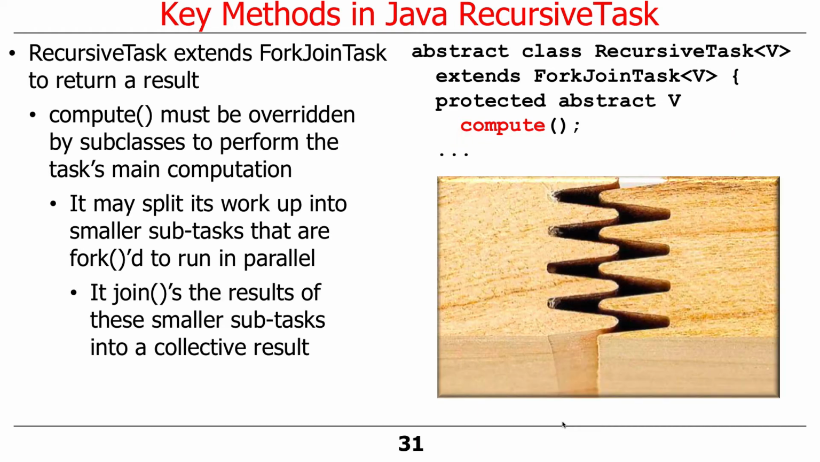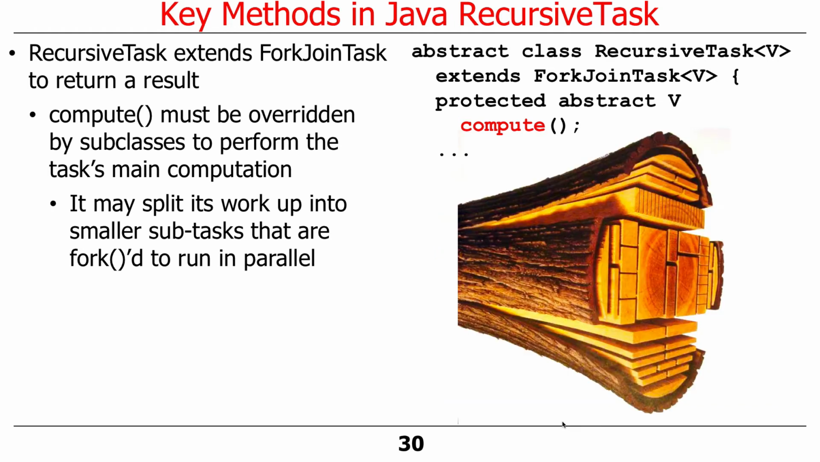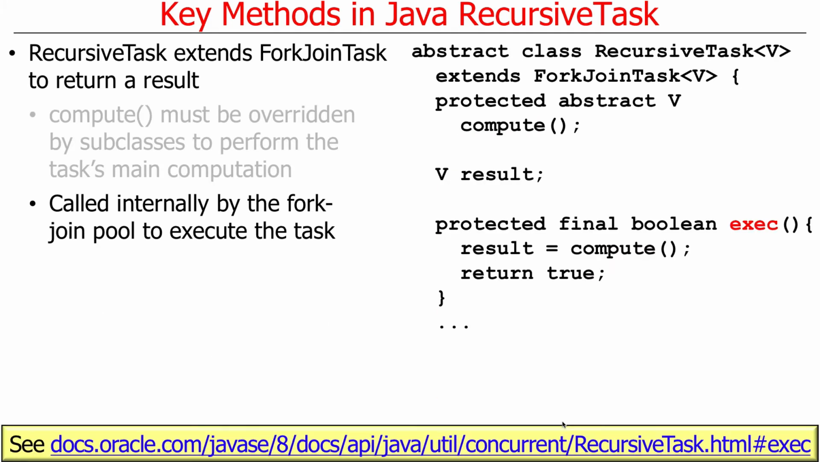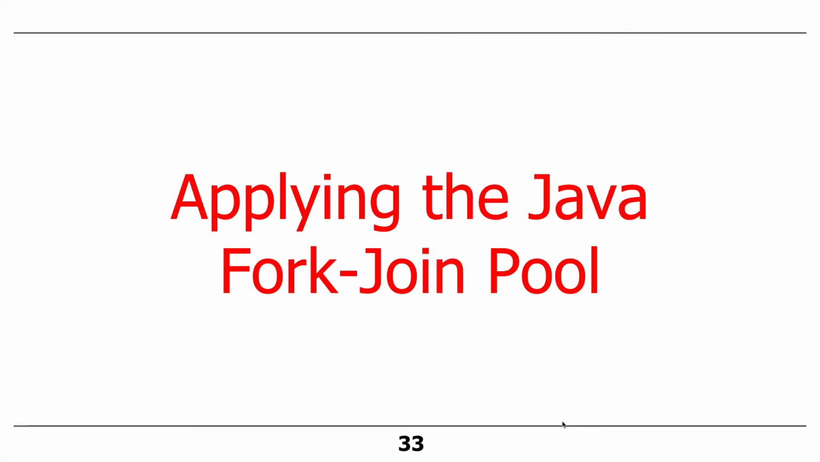So it's going to split it up into smaller pieces. And then compute will typically go off and do some stuff, and then when it's reached a point where it can make no more further progress, it will go ahead and join the results of the smaller subtasks into a collective result, right? So it splits it up, and then it joins it back together again in the future. And then there's also a method called exec, which is going to be called internally by the ForkJoinPool to cause the recursive task to do its computation and return the result. So you don't have to really think about exec. You don't have to implement it, but that's what's done for you under the hood.